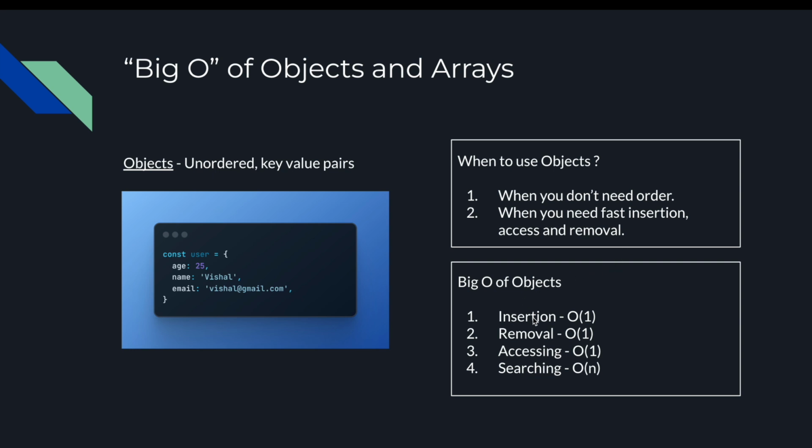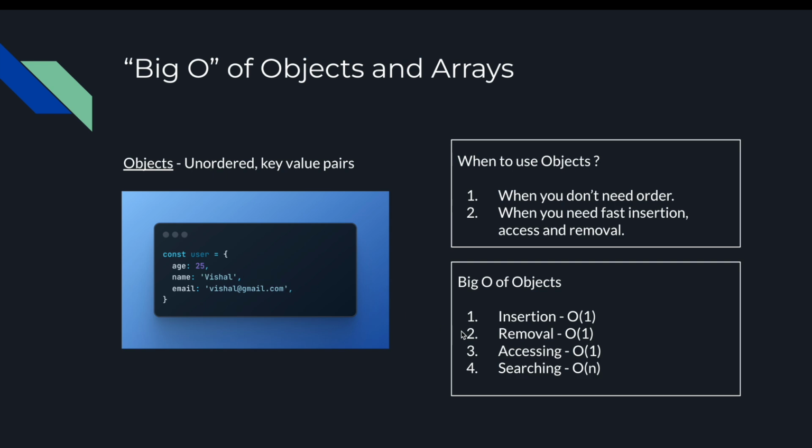As the insertion, removal, and access operations have time complexity of O of 1. These are constant because we usually access data in our objects by their keys, right? If I want to access age in this object, I just need to pass age as the key and it will return the value, right? Which makes the time complexity of this operation O of 1.